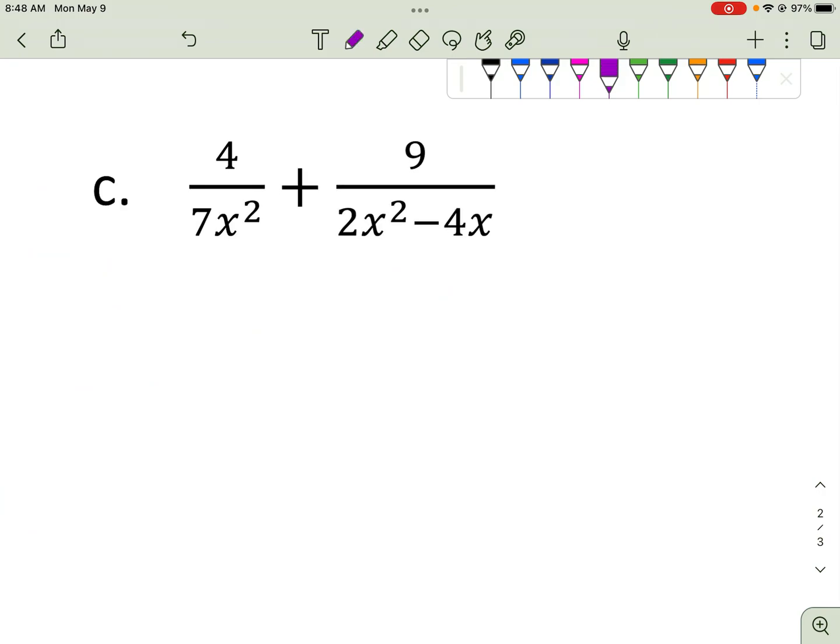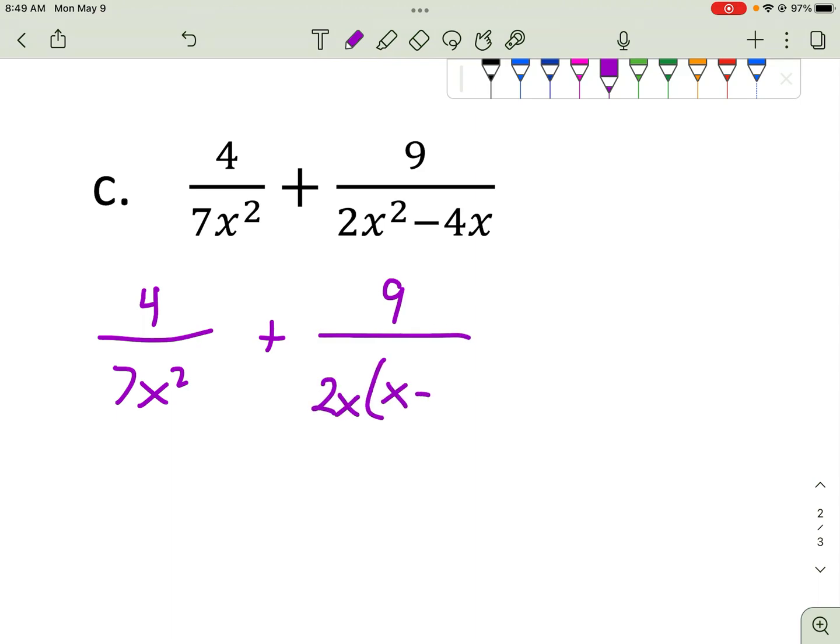Okay, now on C, again, we're going to factor everything first. The first one's already factored, so that's nice. Second one, we have a GCF of 2x. So we're left with x minus 2. All right, now this one gets a little messier than the other ones. So this one has a factor of x squared. This one only has a factor of x. So we need to multiply this one by x. This has a factor of 7, and this one doesn't. So we're actually going to multiply this by 7x on top and bottom, like that.